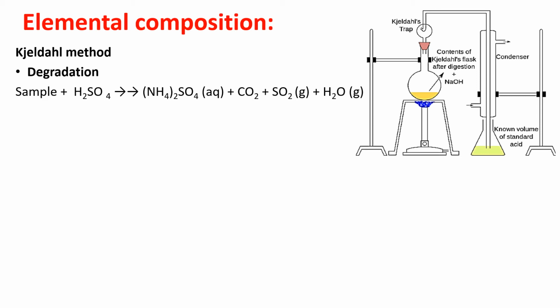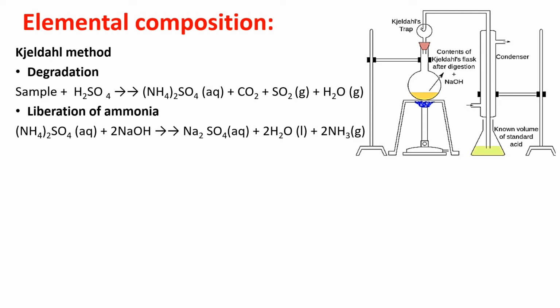So ammonium sulfate and the other byproducts. Now this formation of ammonium sulfate indicates the blue colored sample has been converted to a yellow one. Now the next job is to liberate the ammonia. This can be done by treating or heating the ammonium sulfate with NaOH, as shown in this diagram.